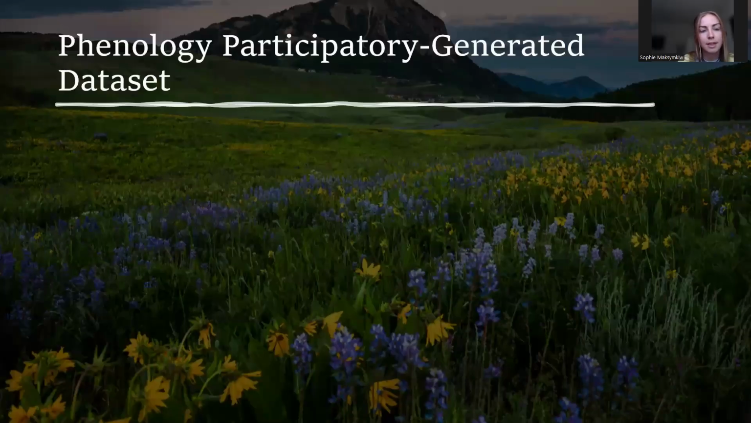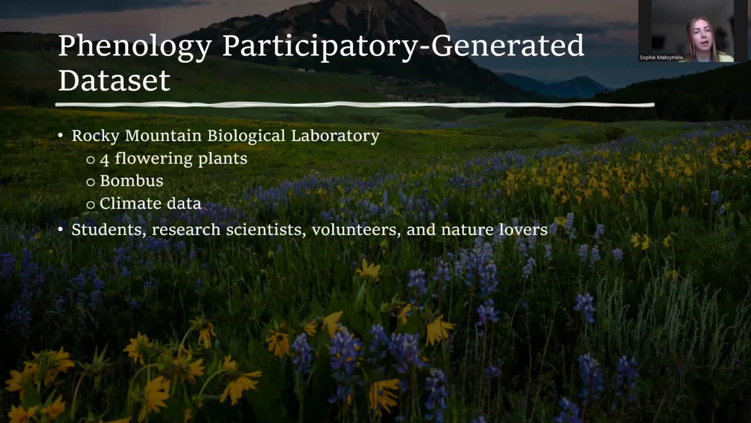So the data set that students are going to be using is participatory generated. It's at the Rocky Mountain Biological Laboratory out in Gothic, Colorado near Crested Butte. There are 4 flowering plants in it, and then we kept bumblebees at the genus level and then some climate data out there. So this was collected by students, research scientists, volunteers, and nature lovers.